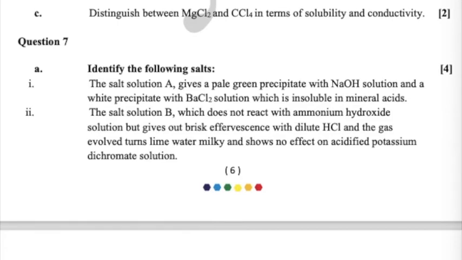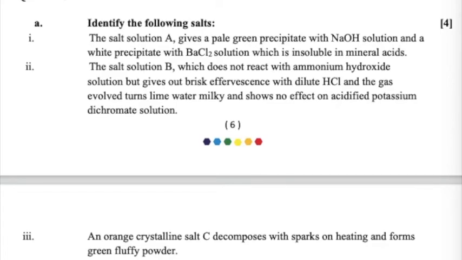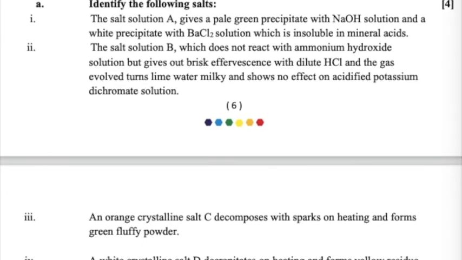The second subpart, the salt solution B, which does not react with ammonium hydroxide solution but gives out brisk effervescence with dilute HCl, and the gas evolved turns lime water milky and shows no effect on acidified potassium dichromate solution: calcium carbonate. Third one, an orange crystalline salt C decomposes with sparks on heating and forms green fluffy powder: ammonium dichromate. A bicrystalline salt D decrepitates on heating and forms yellow residue. The salt solution, when treated with acidified iron 2 sulfate solution, forms a brown ring: lead nitrate.